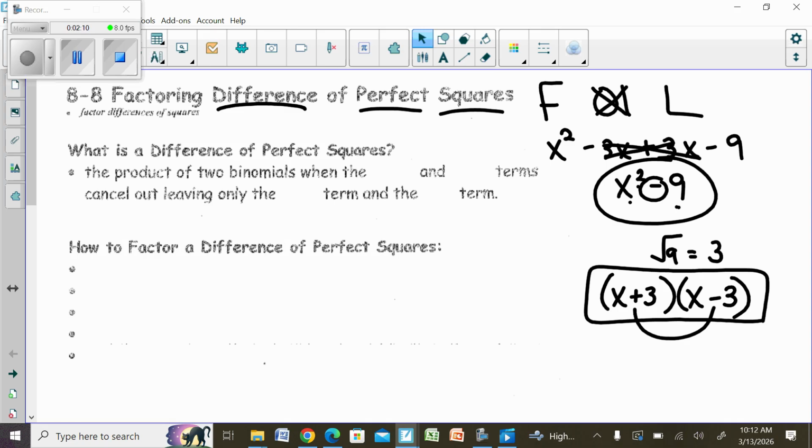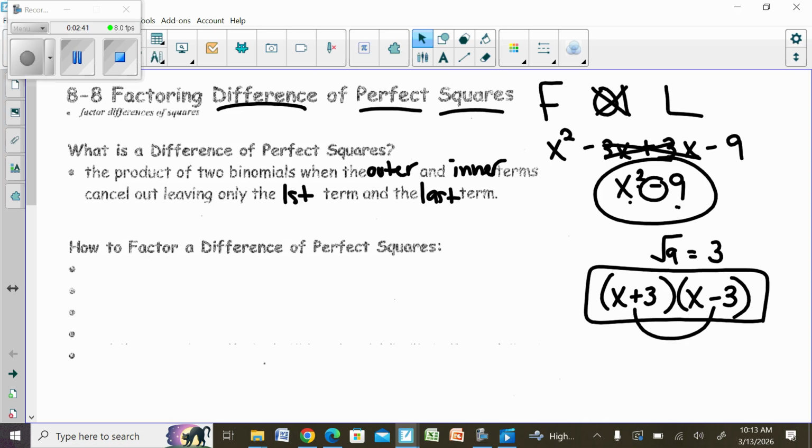So the clue that you have it is that there's 2 terms and it has to be a difference, okay? And they have to be perfect. So what is the difference of perfect squares? The product of 2 binomials, when we multiply 2 binomials, when the outer and the inner terms cancel out, leaving only the first and the last term. So that's what we have. We have the first term and the last term, and they're both perfect squares.